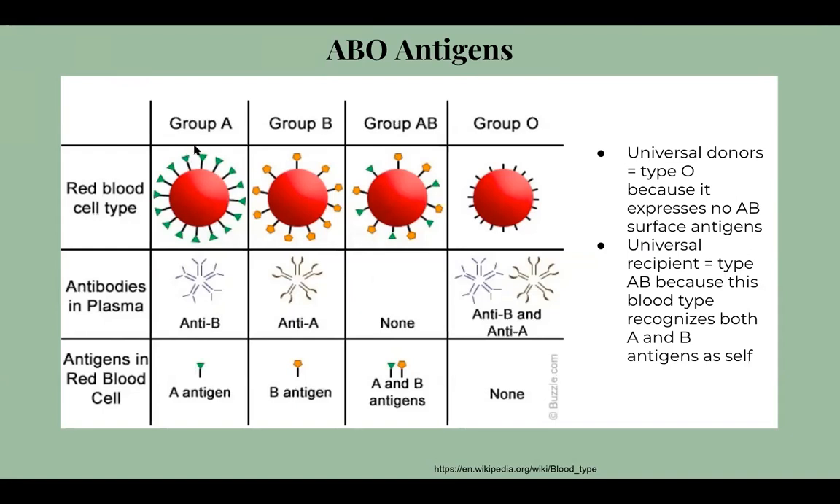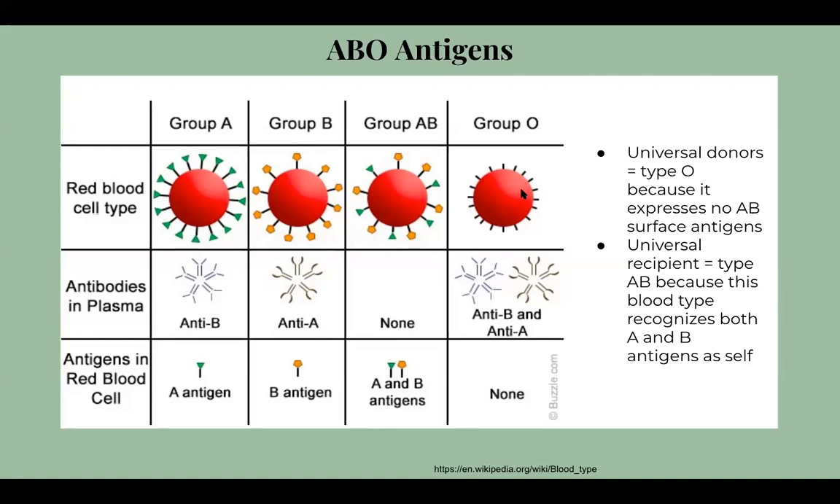So on a group A blood type, on the red blood cells in a group A blood type, you will have just these green A antigens. In group B blood type, your red blood cells will have these orange antigens on their cell surface. AB will have both, and then O will have none.